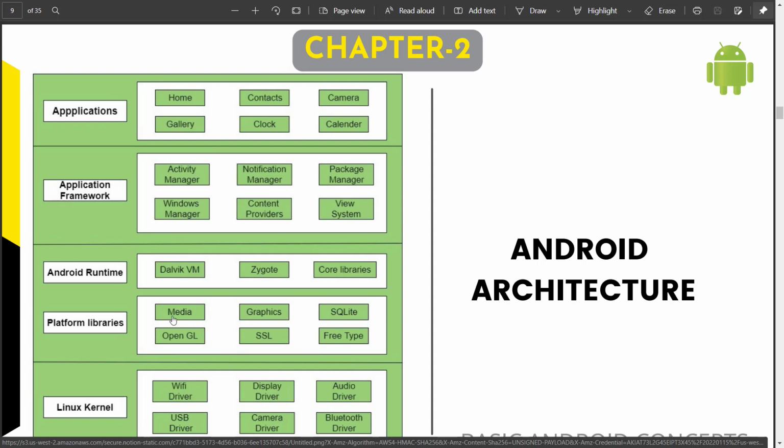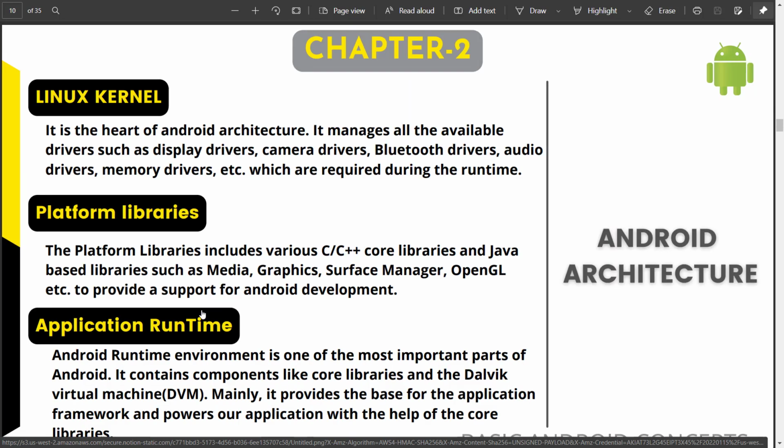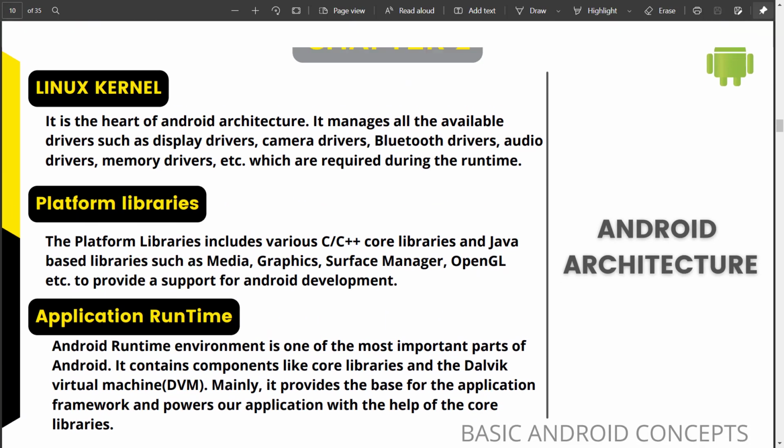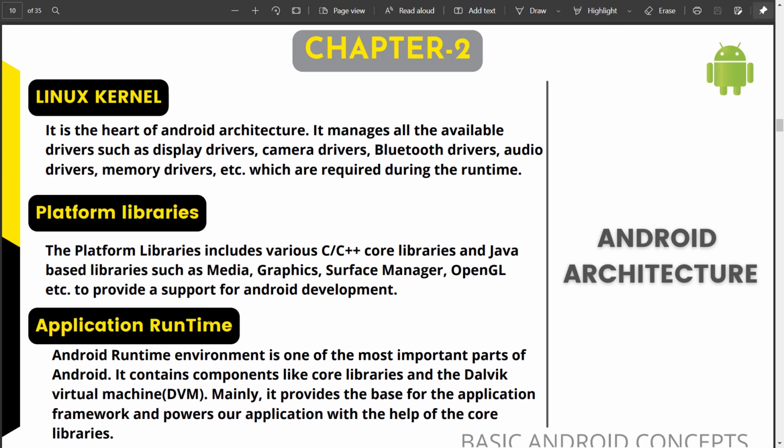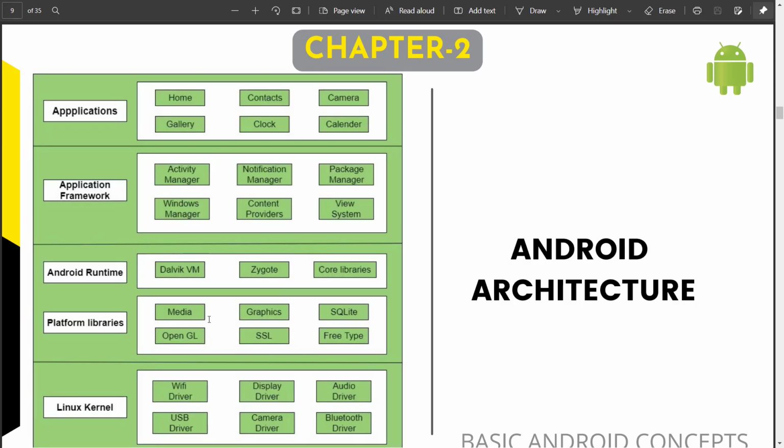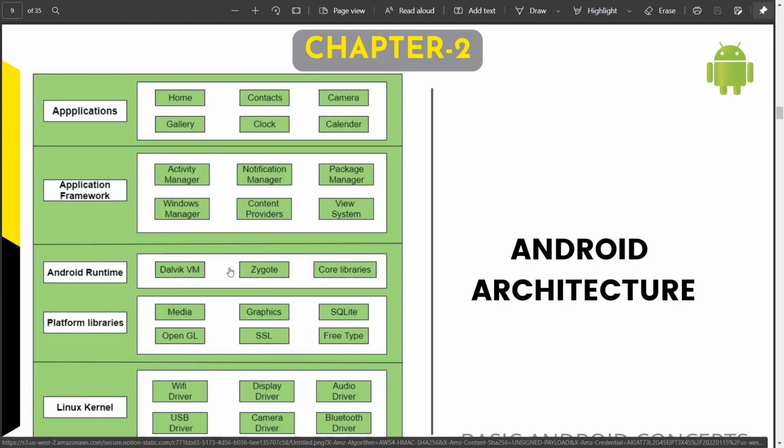So those things will be available in the platform libraries layer. That is one of the important layers. Along with the platform libraries layer, we have another embedded layer we call application runtime. What the application runtime is, in a sense, is one of the most important layers of Android, because it contains the core libraries and the Dalvik VM.